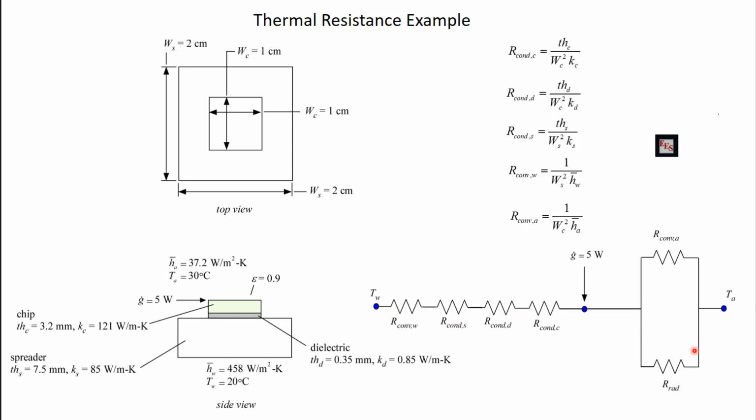Now I come over here, convection to the air. Convection to the air is convection from this surface. So it's 1 over this surface area, WC squared, that surface area, times h bar A.